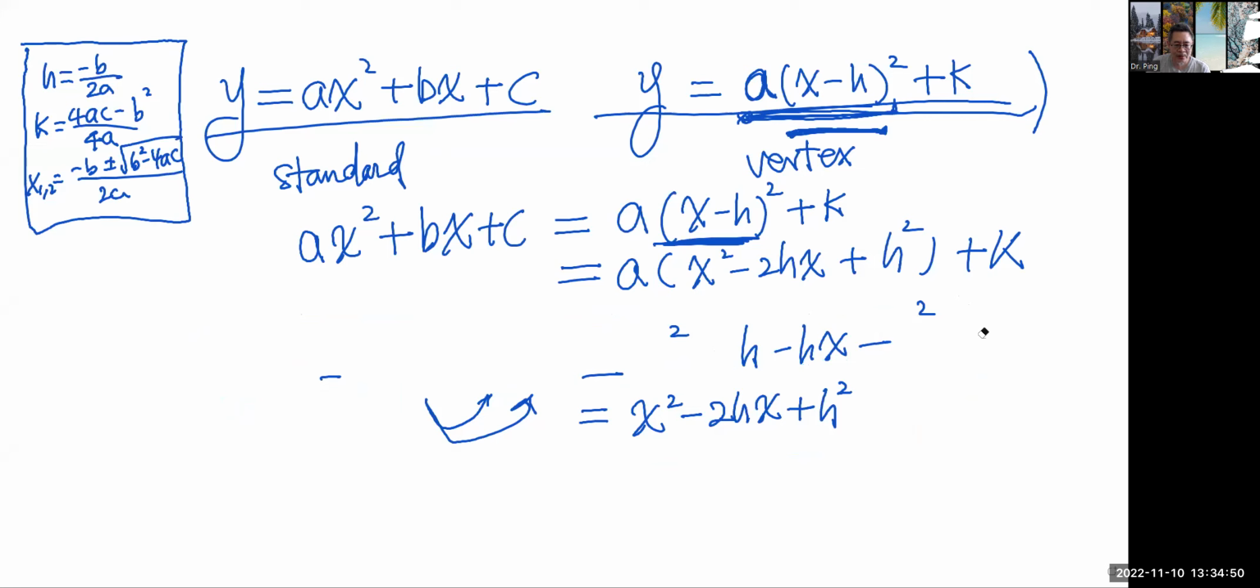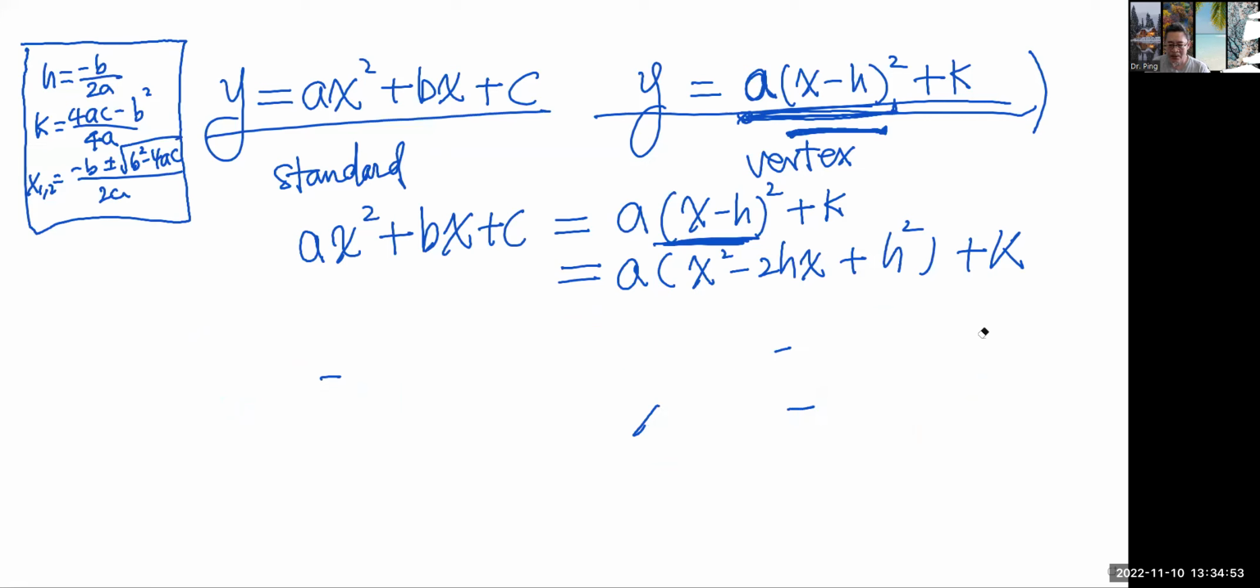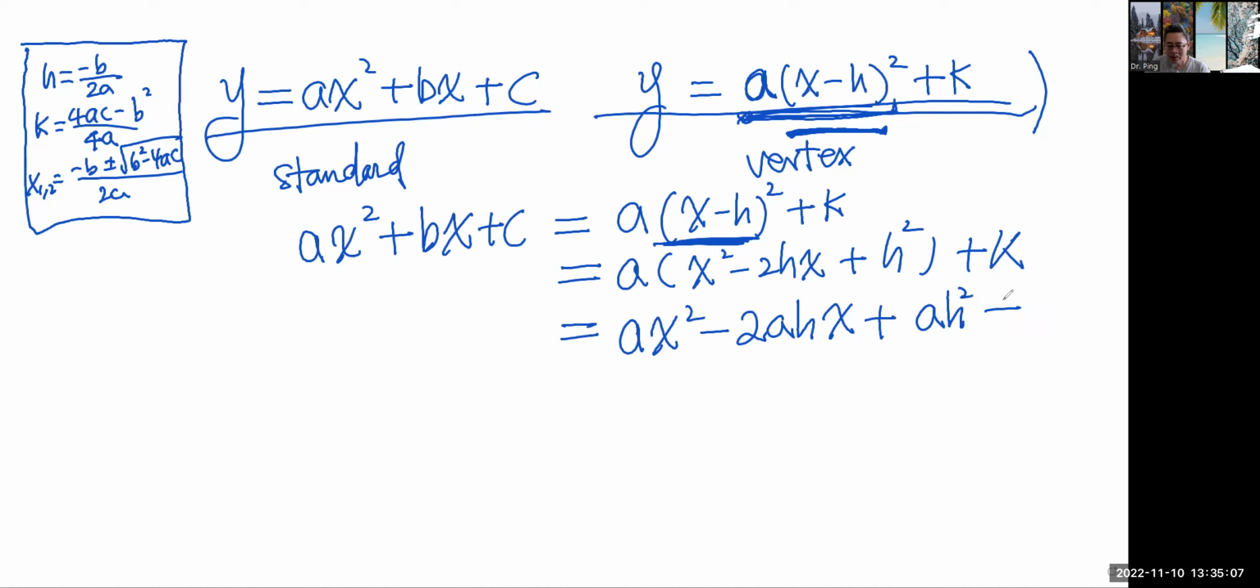Okay, we're going to erase that, and we're going to put everything together. The a got distributed, so ax squared minus 2ahx plus ah squared plus k. All right, now we can see we got this term, ax squared, on both sides.